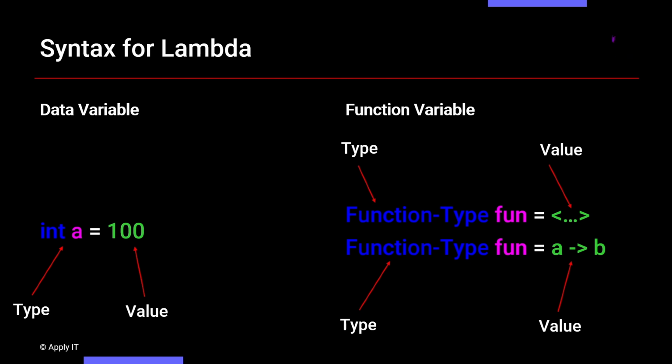Now, the next concept that we need to understand is what exactly this function type is. Here we have assumed that there is some function type, but we need to understand what exactly it is. Like here we have written integer. So what exactly are we going to write in place of this function type in the Java language? That's what we are going to understand in our next video.